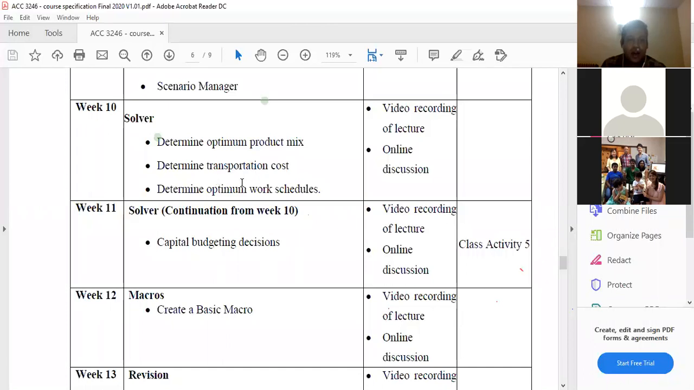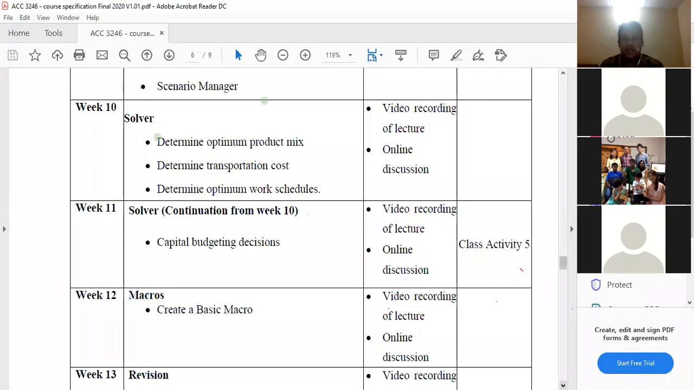And also how to plan the transportation of a particular organization, how to schedule the workforce, and how to decide on the projects that are to be accepted, the capital budgeting decision. These are some of the different applications of this solver tool. Again, pretty important. You may never experience something like this in any other place, so this is quite value adding. There would be video lectures followed by online discussion, and depending on the importance, we have planned the 5th class activity as well.